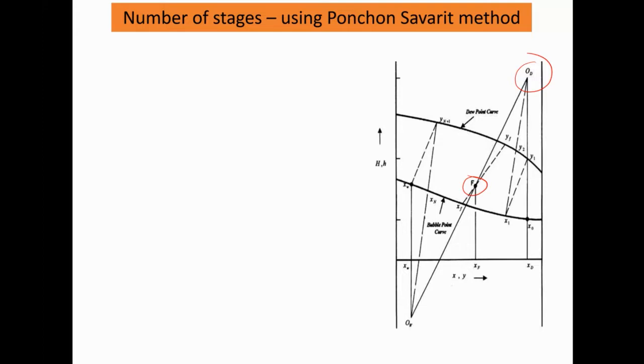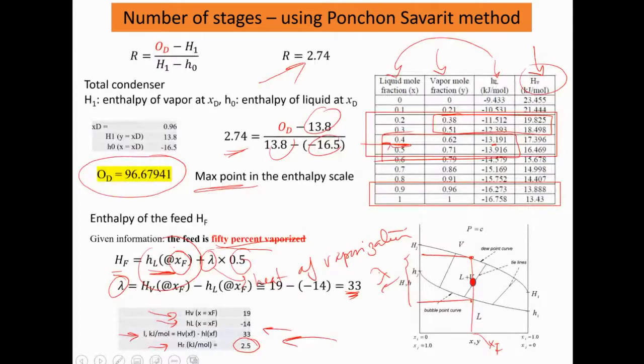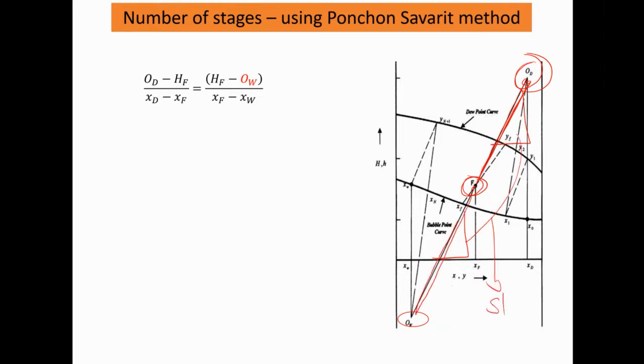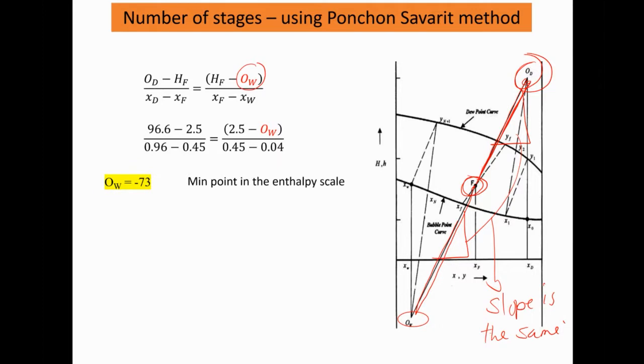What you have to do now is just, before you go here, this is your scale here. So now you have H feed and QD. Now the slope of this line is equal to the slope of this line, so you can use this geometry. QD, HF: the slope of this line here is equal to the slope of the line between this point and this point, because the slope is the same here. Now all you have to do is substitute these numbers here, so you can get QW here.